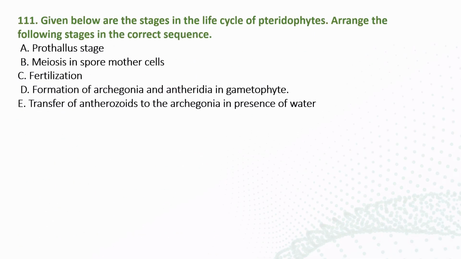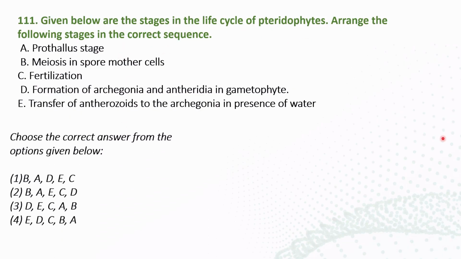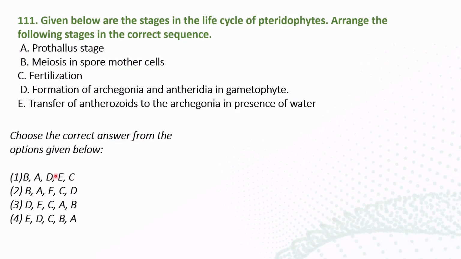So what was that question? The first question given here is: given below are the stages in the life cycle of pteridophytes. Arrange the following stages in the correct sequence. So in this question they are asking the sequence of the stages of the pteridophyte life cycle. If you see here, they have given some options, and in these options you have to select which is the correct order for the life cycle of pteridophytes.